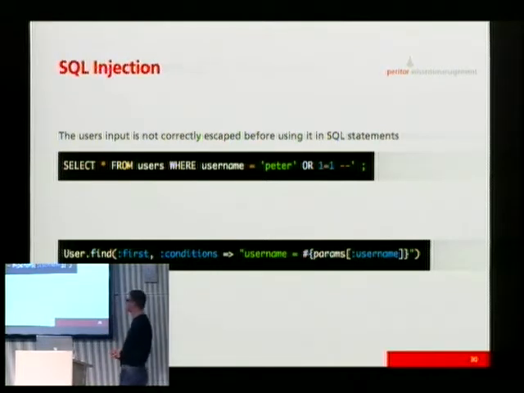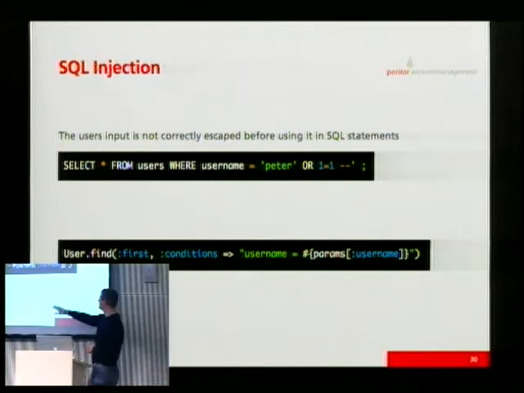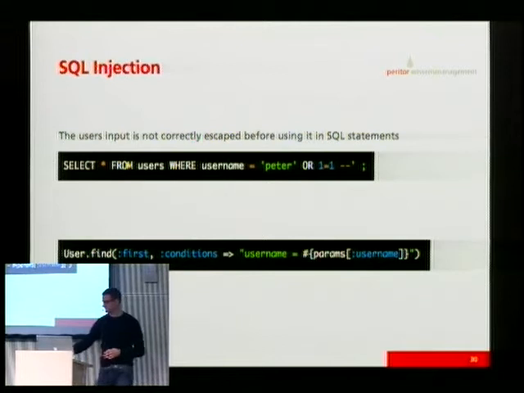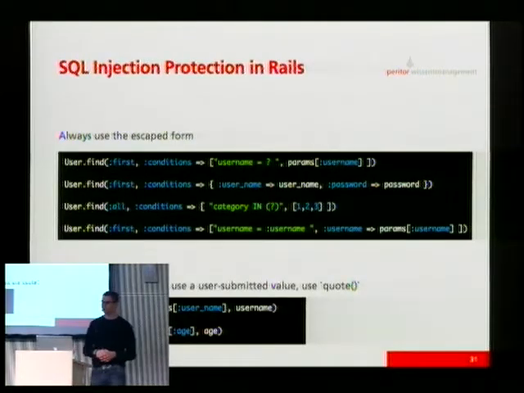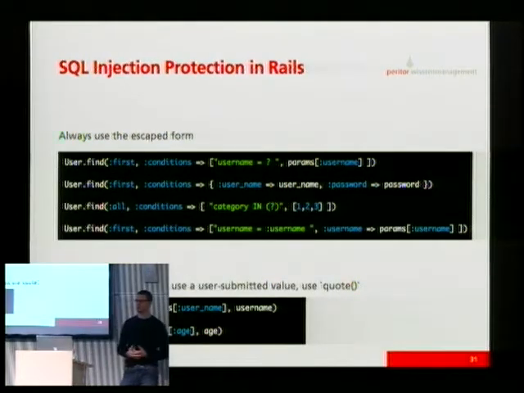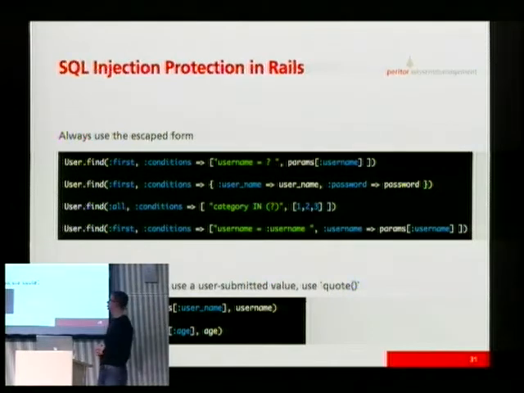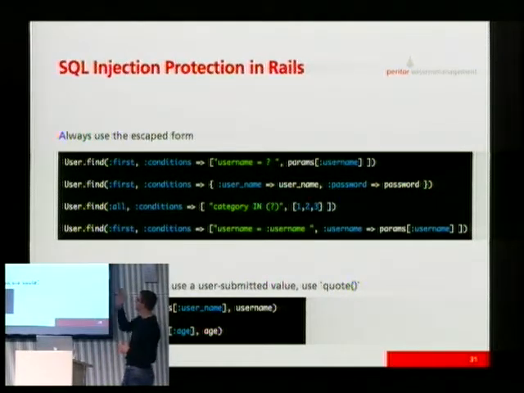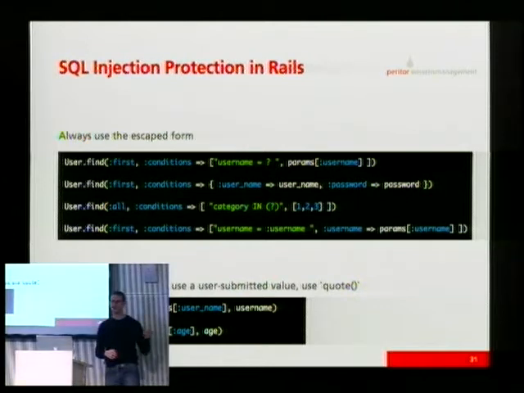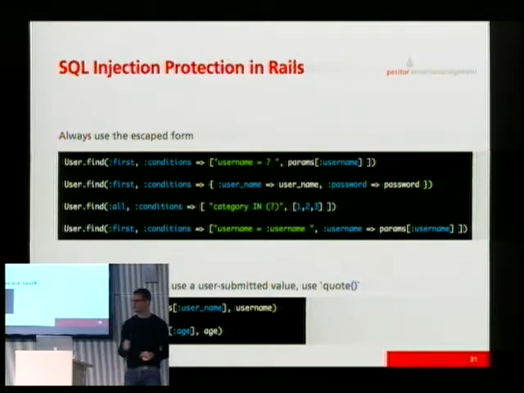So how can you do something wrong like this in Rails? If you pass the parameters directly to the SQL condition, the line on the bottom is vulnerable. What you should do instead is always use the escaped form. Rails makes it very easy to do this. There are several methods to call it. You can either use an array and a question mark wherever you want the parameter, and just list them at the end. Each question mark will match one parameter.